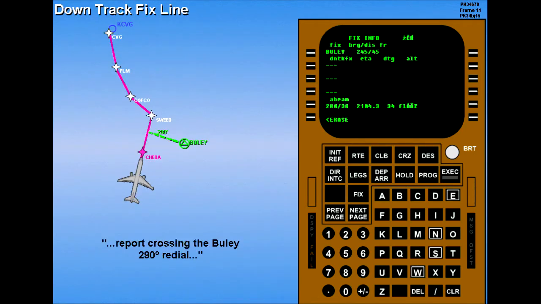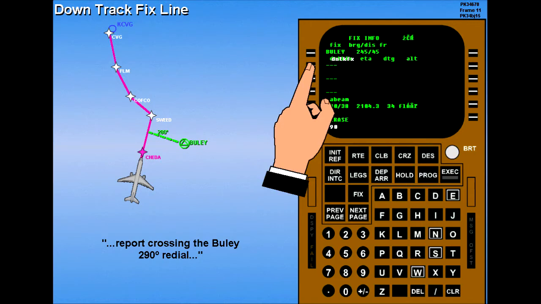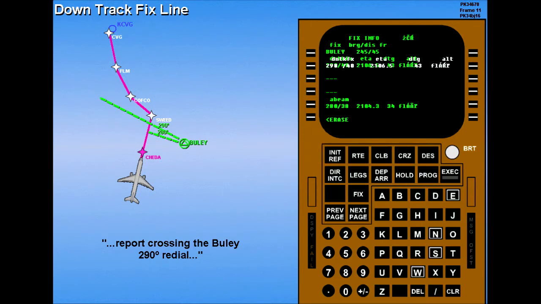Should a specific crossing radial other than the beam be requested, enter it into a scratch pad, then select it to the downtrack fix line. Data will now be displayed reflecting the entered radial. Now let's try another problem.